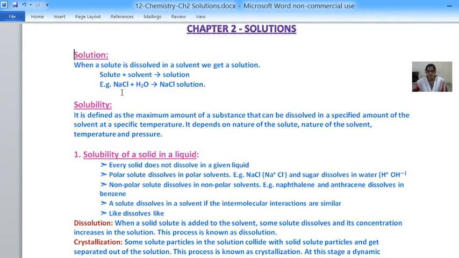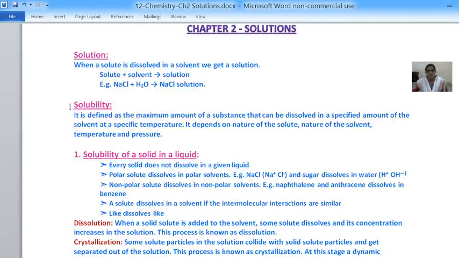In NaCl solution, the component that is present in the lower quantity is called the solute. So NaCl is the solute, and the component that is present in larger quantity, that is water, is the solvent. So thus we get the NaCl solution.